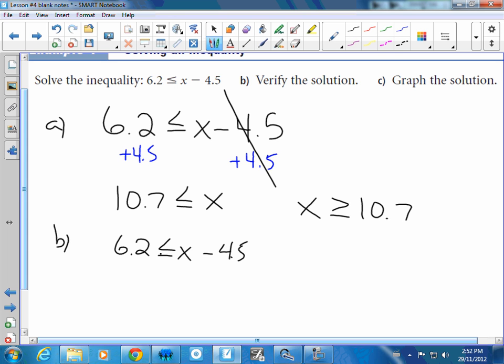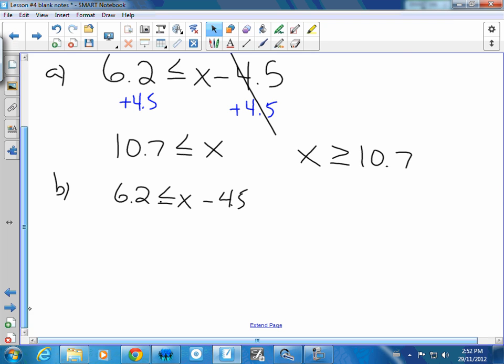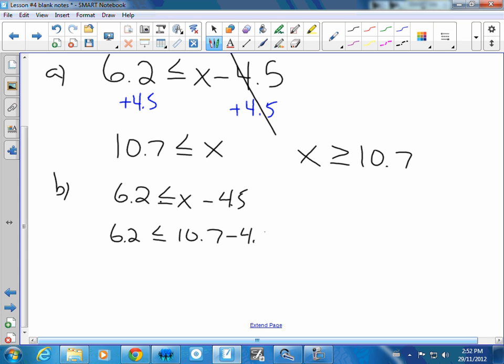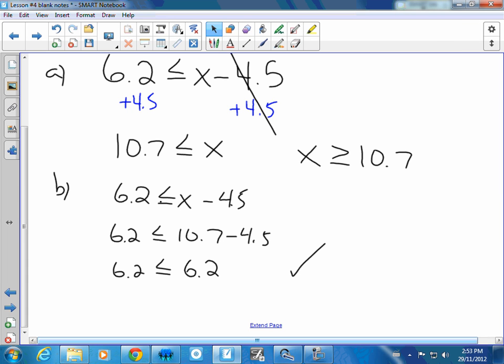Okay. Now, what are we replacing x with? 10.7 minus 4.5. Okay, what's 10.7 minus 4.5? 6.2 less than or equal to 6.2. Is that true? Does the left side equal the right side? Yes. So is it the right answer? You better believe it. So we solved it, we plugged it in and verified it.